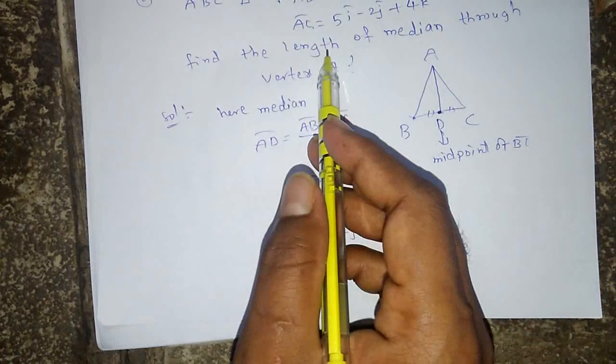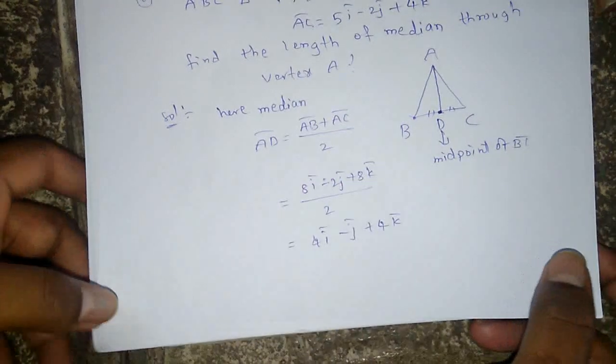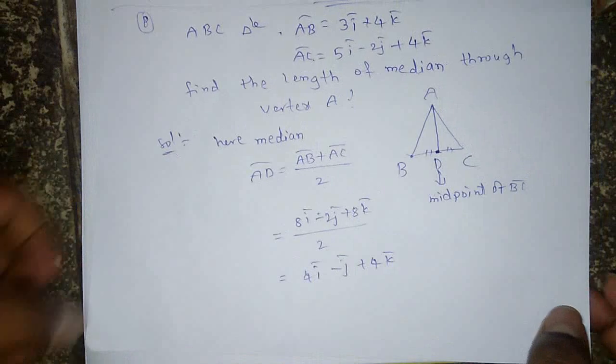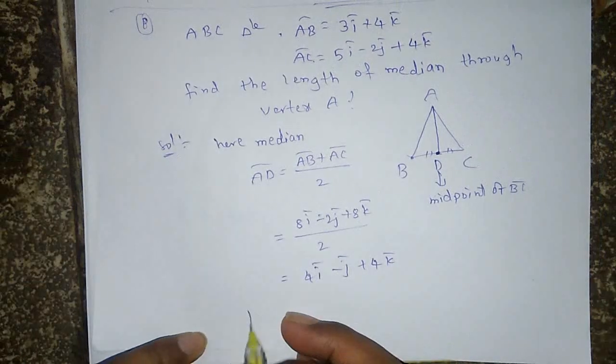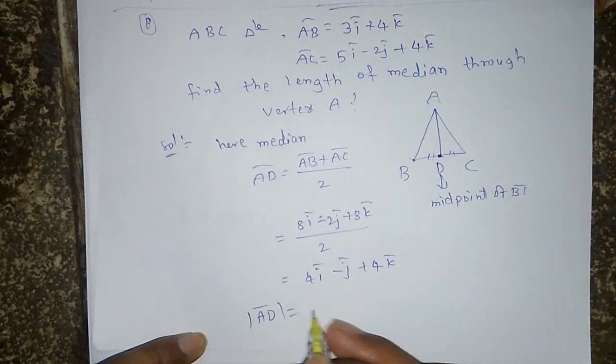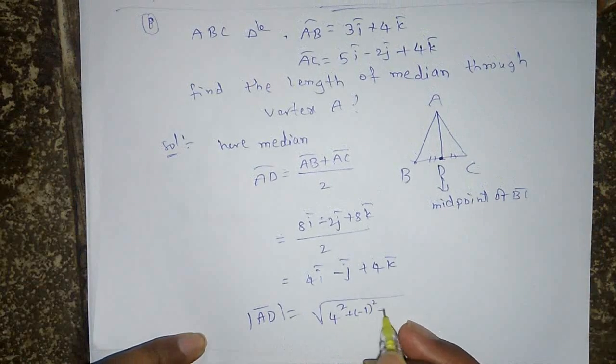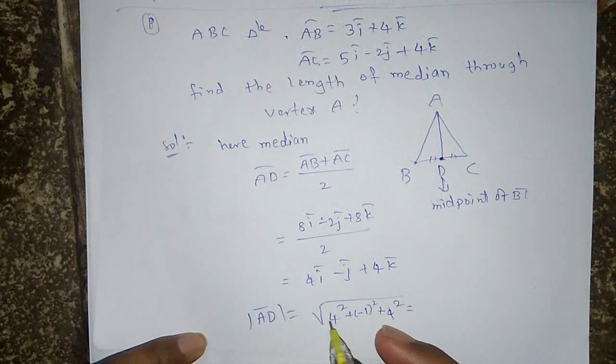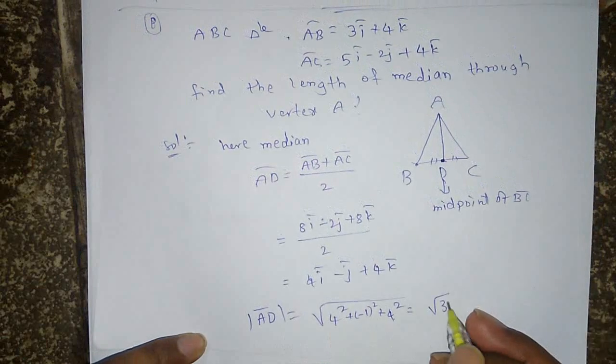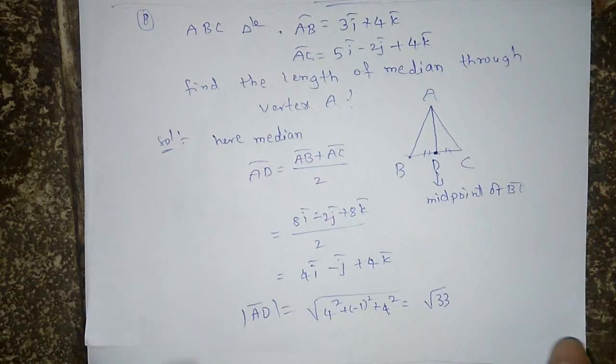So we need the length of the median. So that is the magnitude, that is root of 4 square plus minus 1 square plus 4 square. 16 plus 16 is 32, plus 1, that is equal to root 33.